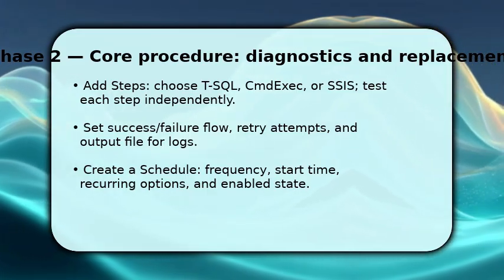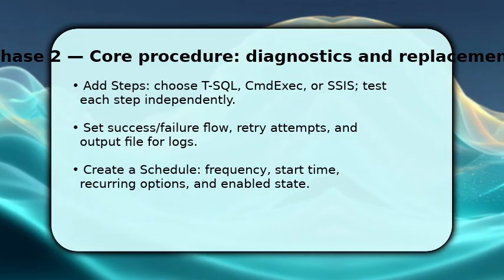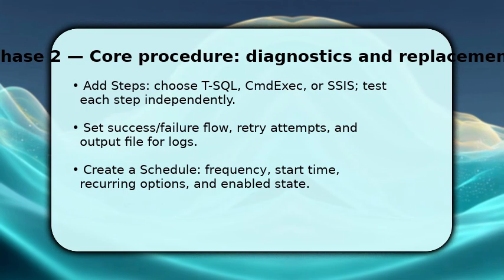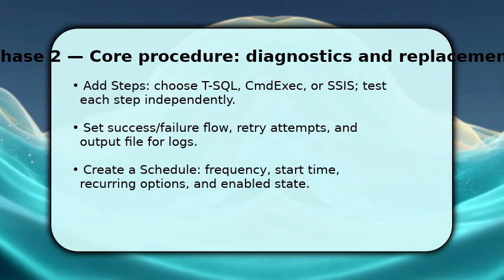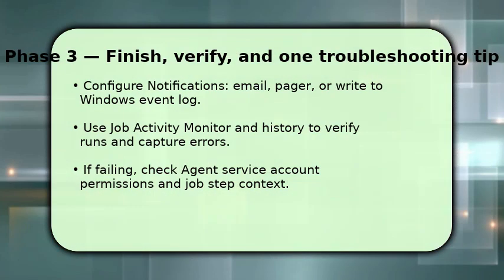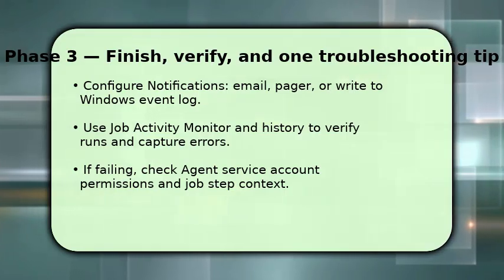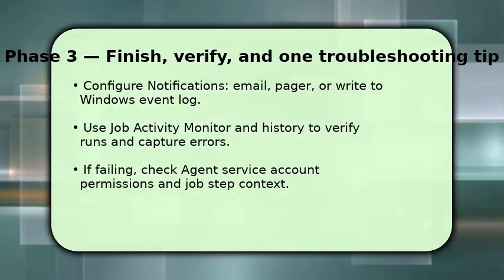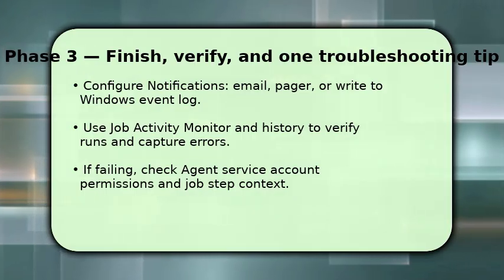Next, switch to schedules, create a new schedule, pick frequency and start time. Then enable it so the agent will execute as configured. Finish by setting notifications. Email or write to the Windows event log so you get alerted. Save the job, then right-click and choose Start Job at Step to run immediately for a final validation.